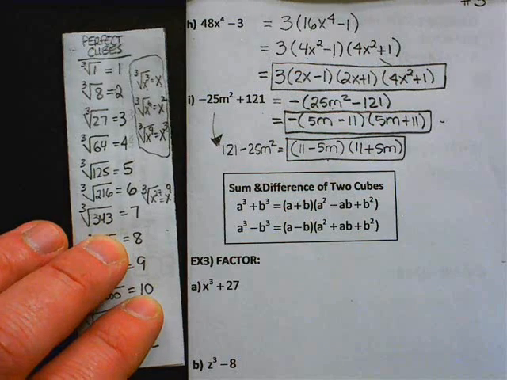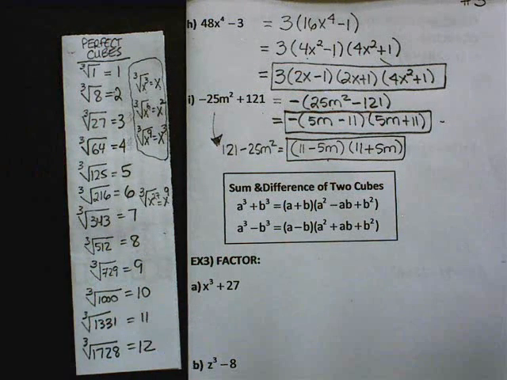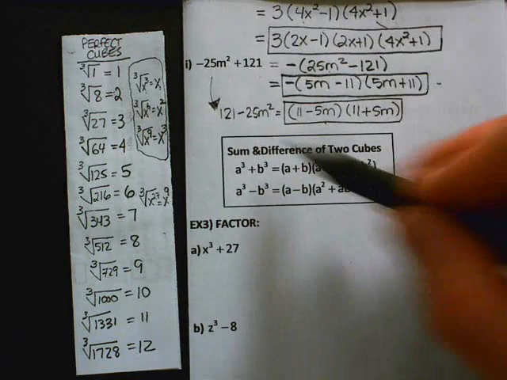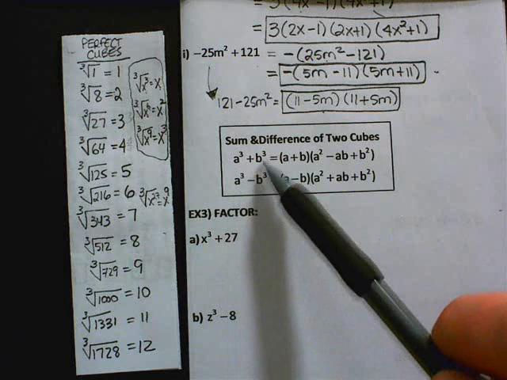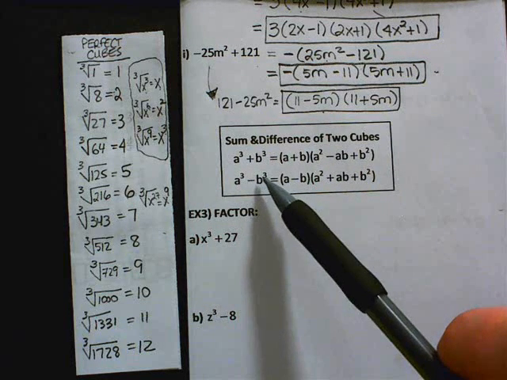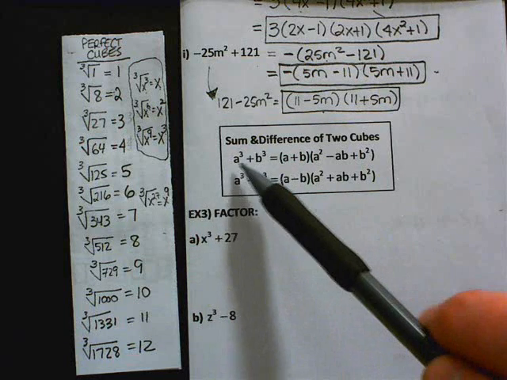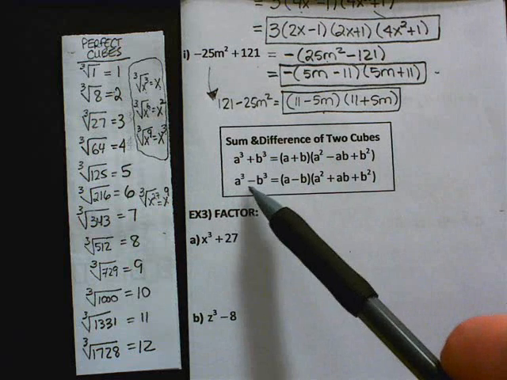Alright, now that we have a general idea of cube roots and perfect cubes, let's talk about this. Basically, this is saying that if you ever find an expression where you have a perfect cube and a perfect cube either being added or subtracted, then you can use these formulas right here.